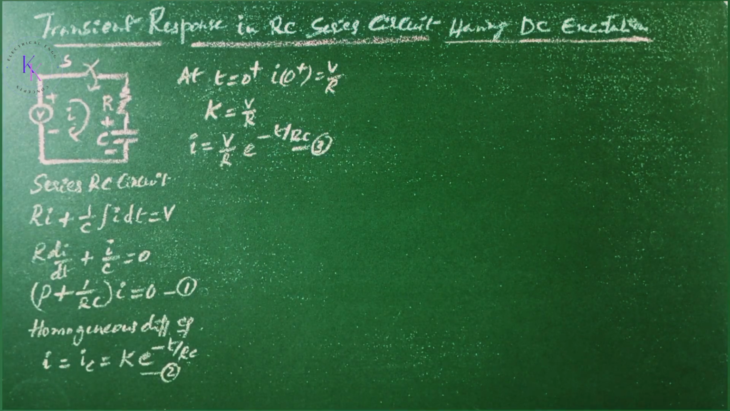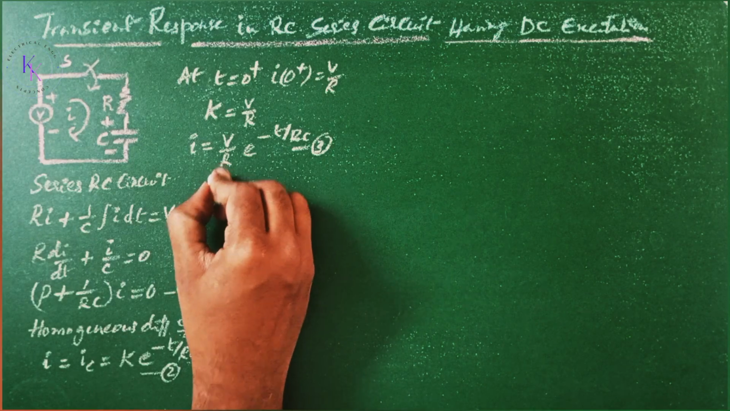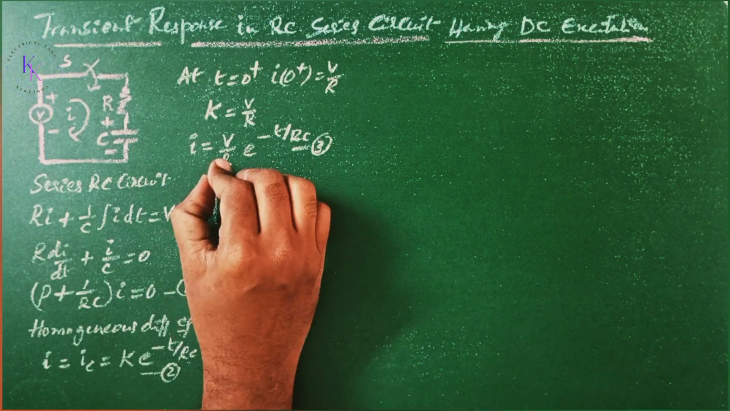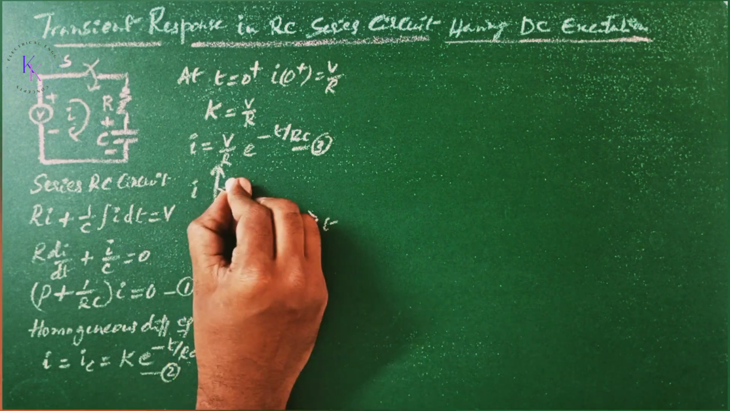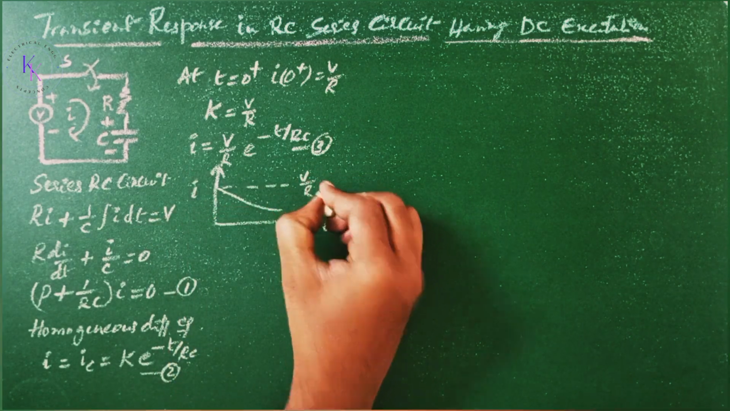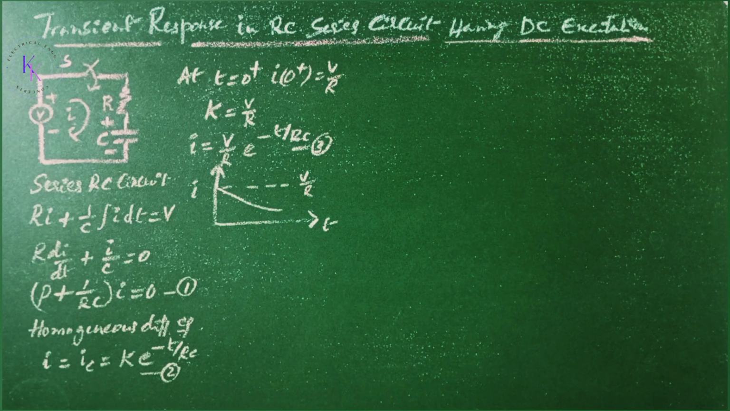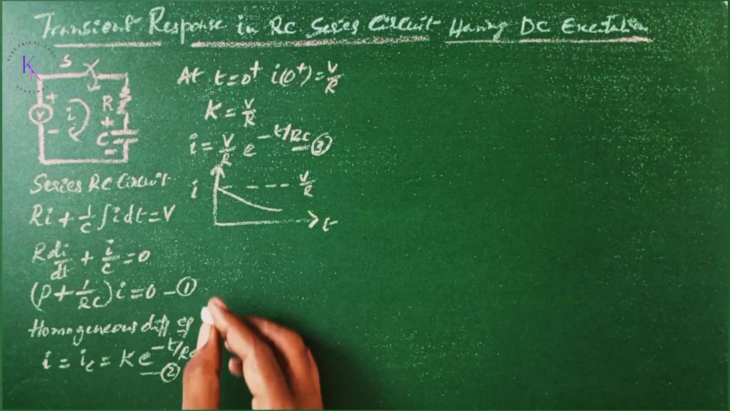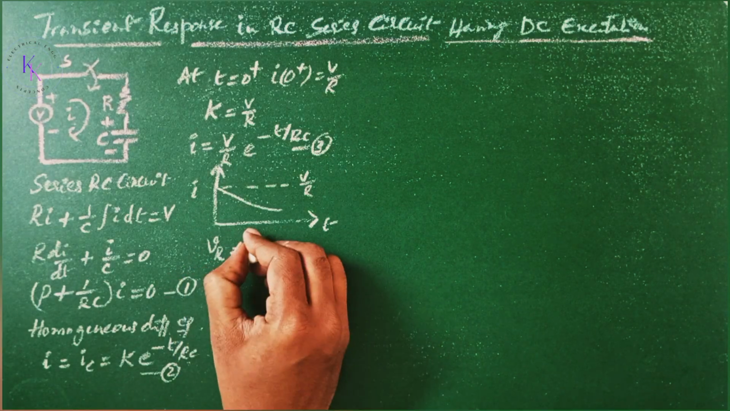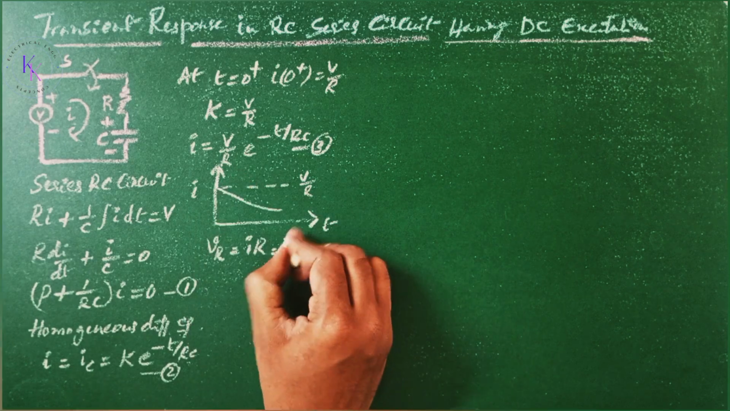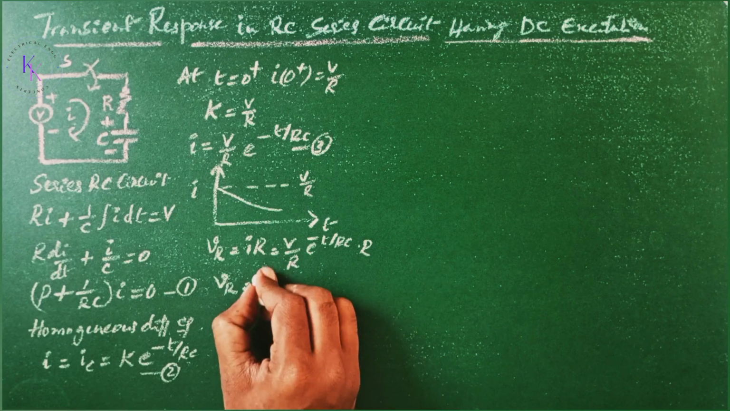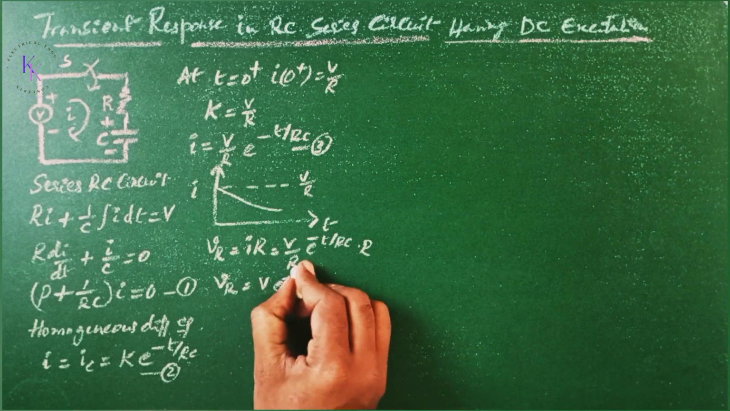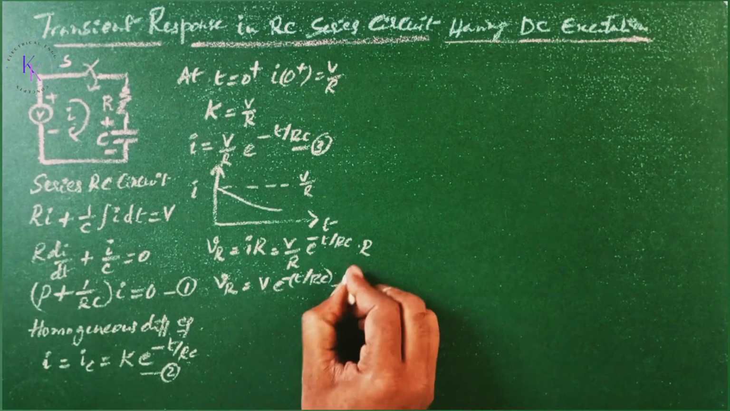Now, it may be observed that the charging current is a decaying function, as shown here. With respect to time, the current decays from the initial value of V by R. As the capacitor gets charged, the charging current dies out. The corresponding voltage drops across the resistor and the capacitor are given by VR equals i into R, that equals V by R e to the power of minus t by RC multiplied by R. VR equals V e to the power of minus t by RC. This is equation number 4.